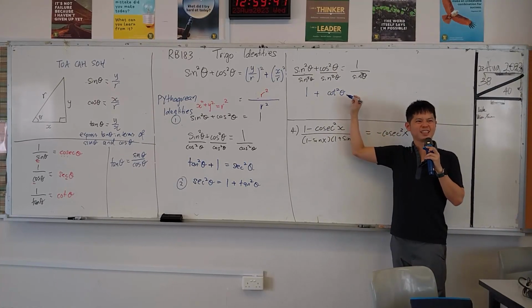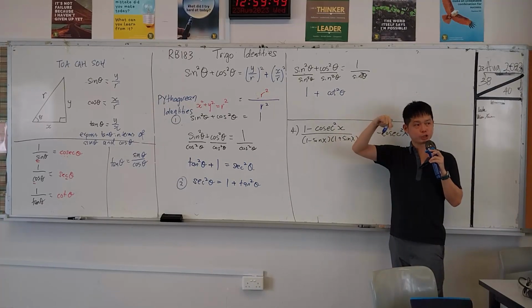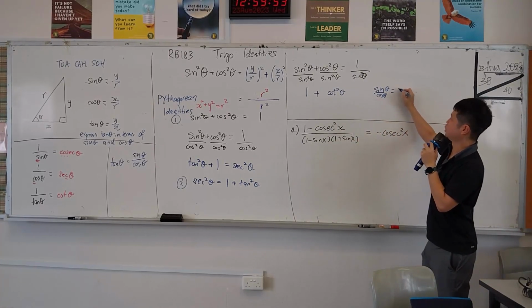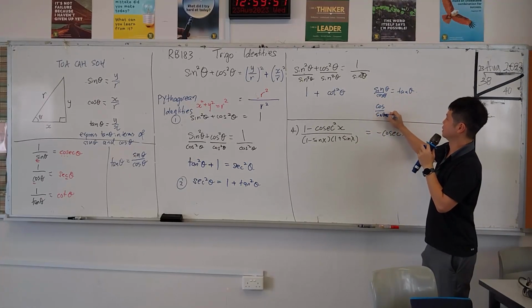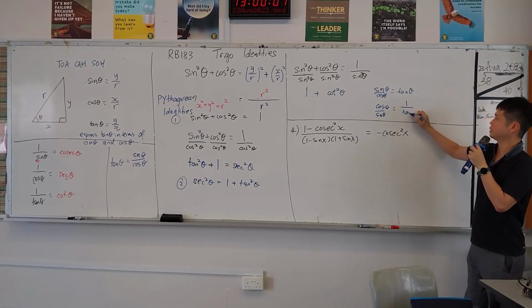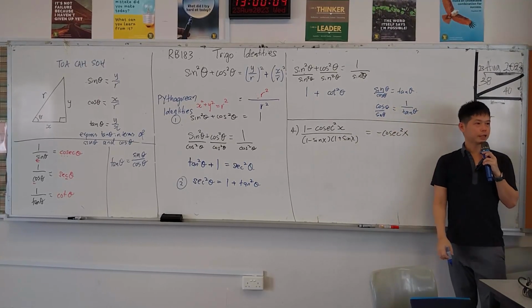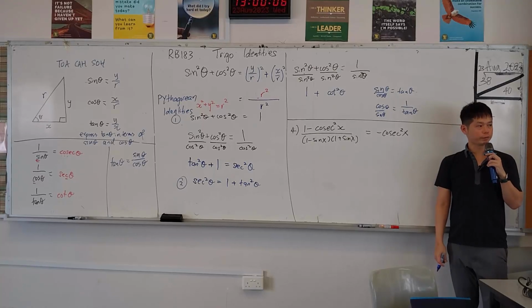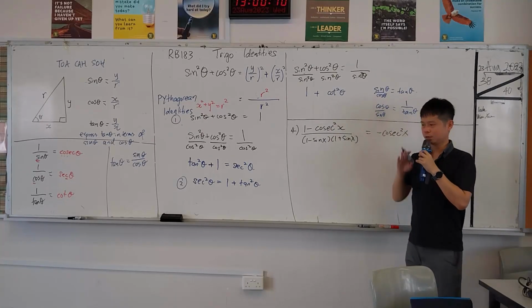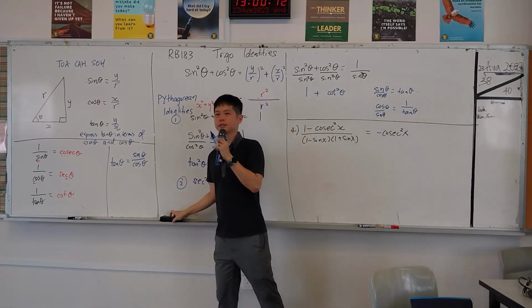Who can't see this? Sine over cosine is tangent, right? Cosine over sine. Every time we flip it, we know it is the inverse of this. And the inverse of tangent will give us, by definition, cotangent.